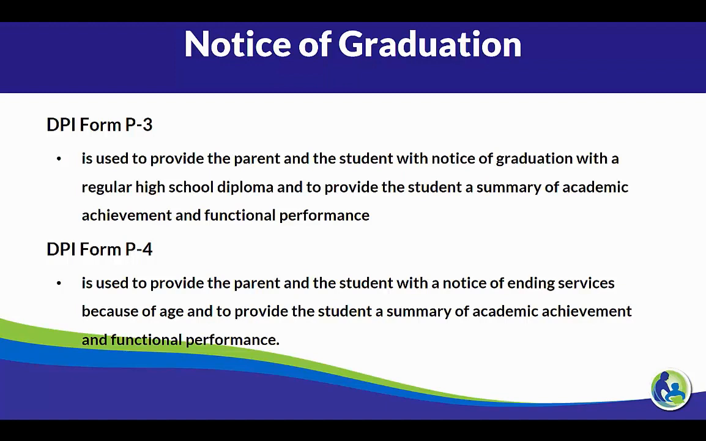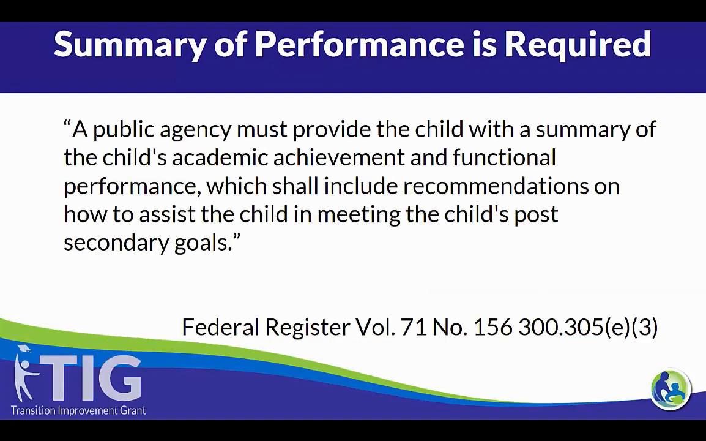DPI Form P4 is used when a student is aging out of the school system. IDEA requires the school to provide a summary of academic achievement and functional performance. The summary of performance, or SOP, should include recommendations about ways to help the student meet post-secondary goals. The summary of performance must be completed during the final year of high school. It is most useful when completed during the transition IEP process when the student has the opportunity to actively participate in the development of this summary.